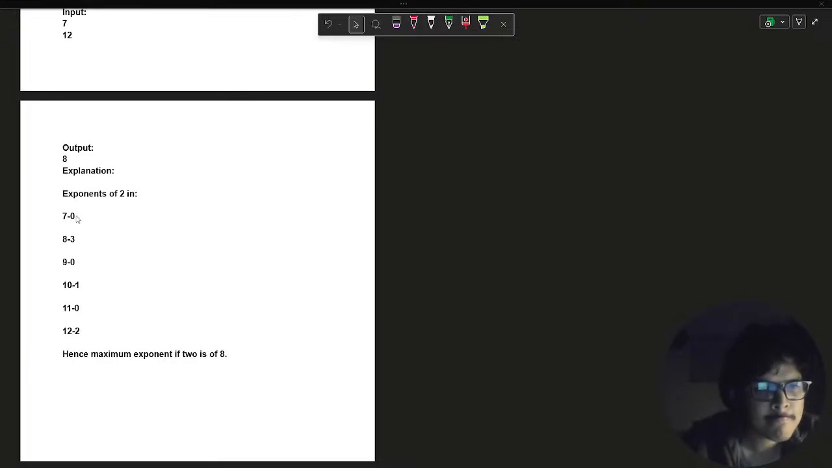7 there are 0 exponents of 2. 9 there are going to be 0 exponents. 8 is 2 raised to the power 3, which is equal to 8. Okay. 10 is 2 raised to the power 1 times 5, so it has one exponent.